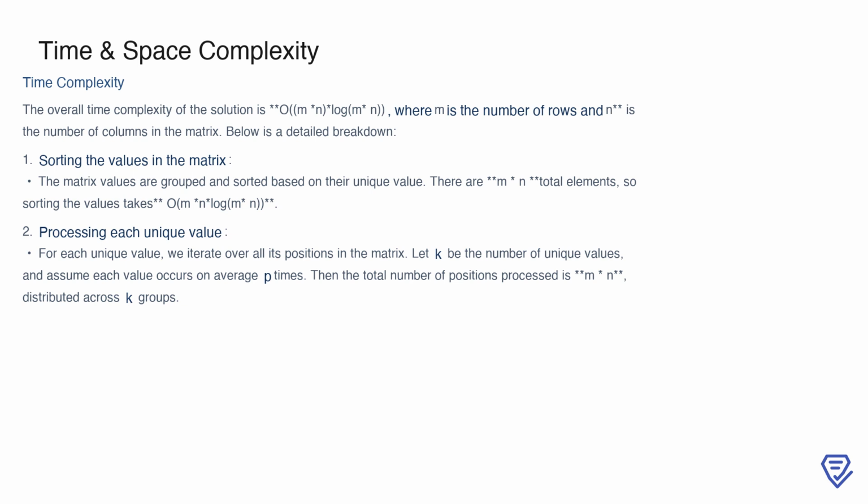After sorting, we move to processing each unique value in the matrix. Here, the matrix positions corresponding to each unique value are grouped together. If there are k unique values, and each value appears p times on average, the total number of positions processed across all groups is still m times n. This step ensures that we efficiently handle all elements in the matrix without redundant operations.